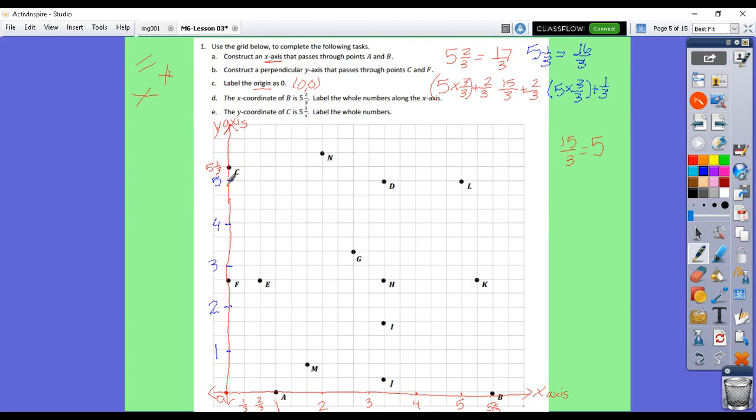Now, the thing about this is, when we were talking about area, you were counting the squares and things like that. When we're talking about coordinate grids, we are focused on the actual line itself. So we do want to be labeling that line and not the space in between. So now that we've labeled all of this, we can go on to problem number 2.